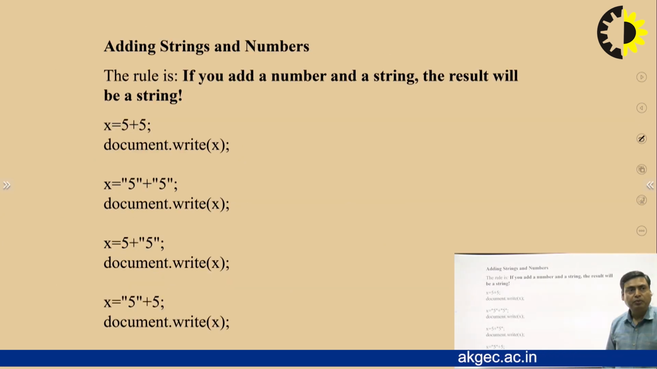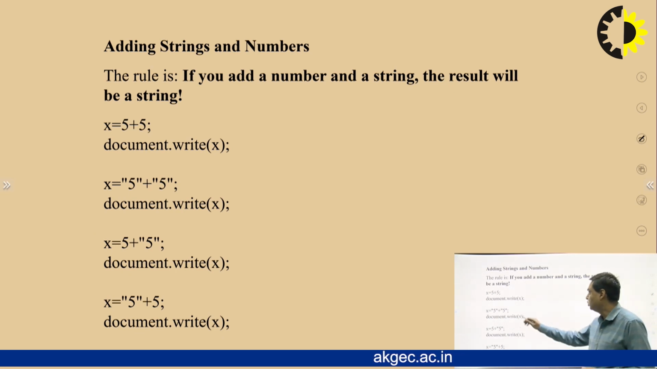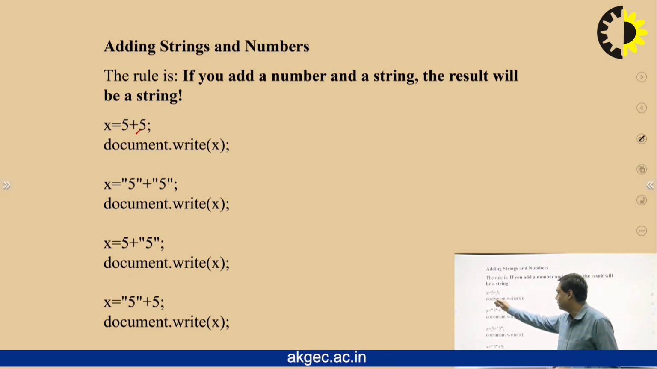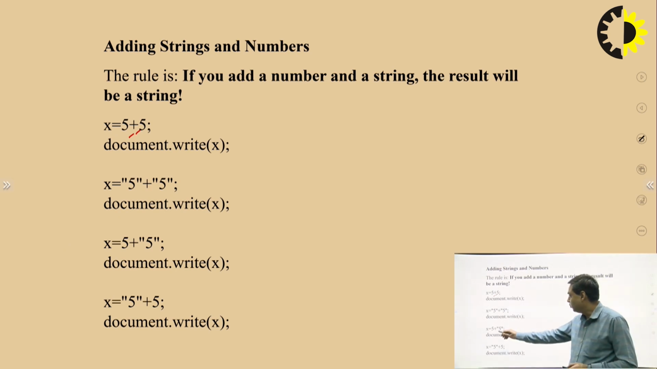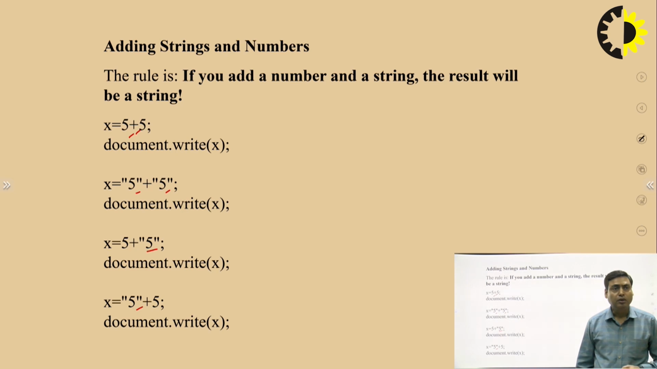Now, a very important part is that if both the operands of this plus operator are numeric, then it is just like addition of two numbers. If any one of the operands is a string, like here, or you can say both the operands are strings, then the output will be concatenation of the two strings. So it is a simple understanding. If you add a number and a string, the result will be a string.